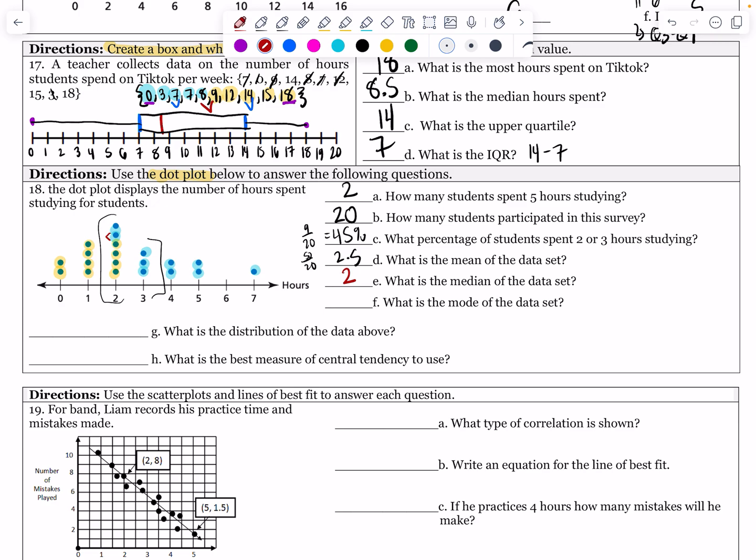And then what is the mode? Which one occurred most often? Well, the one with the highest number of dots will be 2 hours.